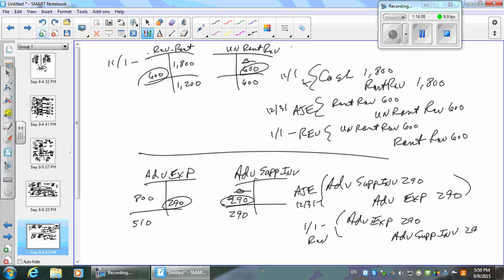Everybody good? Now let's say it was depreciation. Debit depreciation expense, credit accumulated depreciation. What would that be? Could you reverse that? Are you ever going to undepreciate it? No. How about if we change this one?